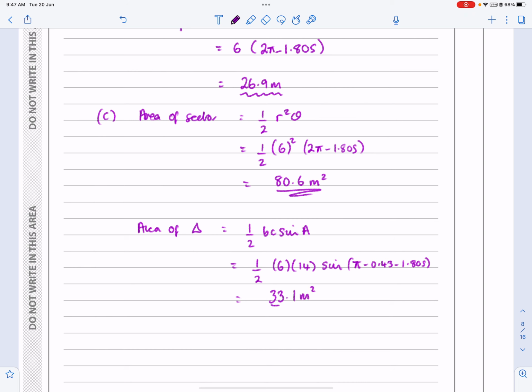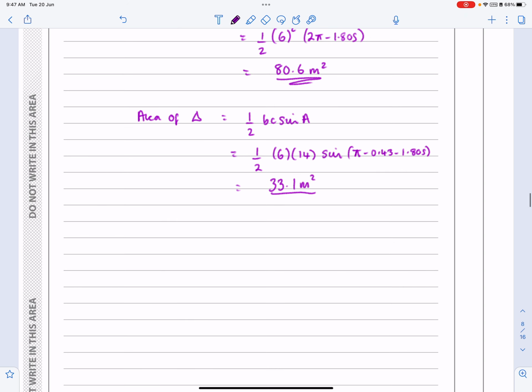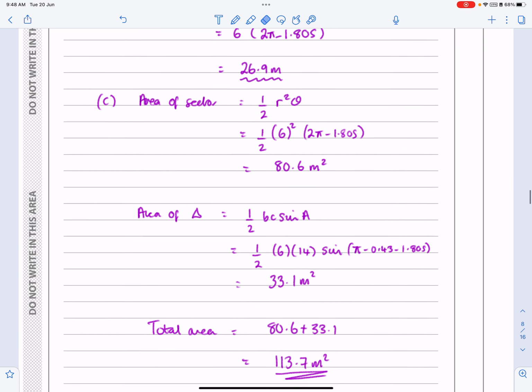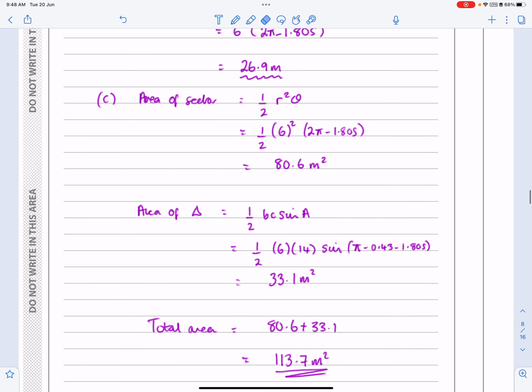33.1 square meters. So the total area, don't forget that at the end, is those two added together, 80.6 plus 33.1 works out to be 113.7 square meters. Get rid of that bit there and get rid of that bit there. Right, hopefully that makes sense for that last answer. Quite a tricky question, that one, so just be careful with it.